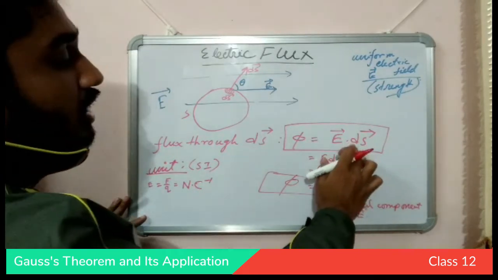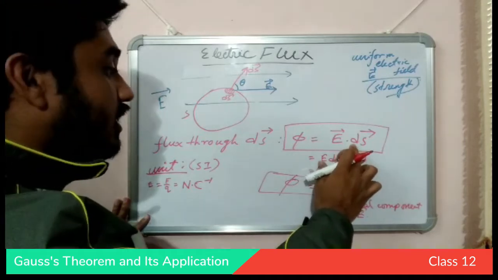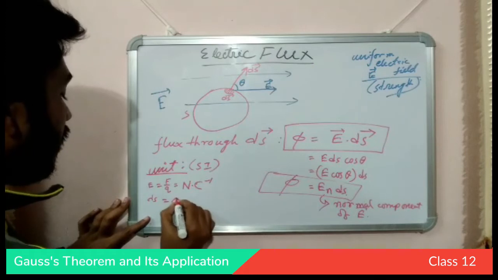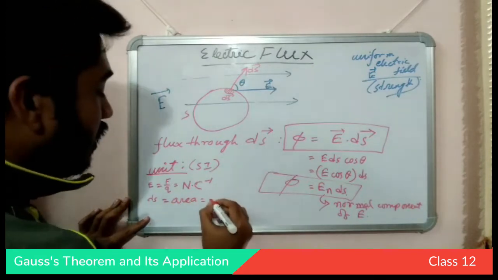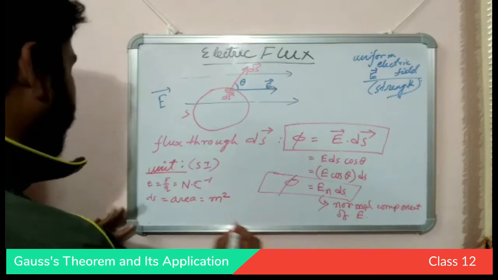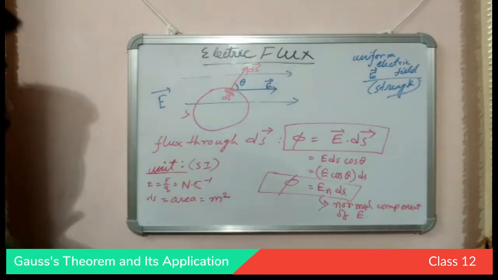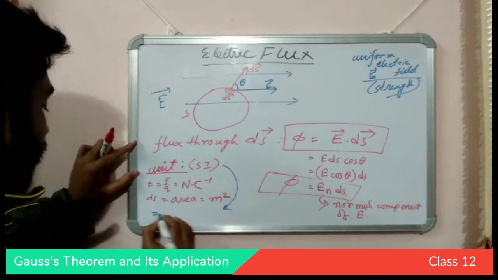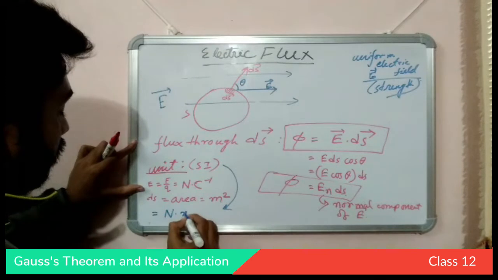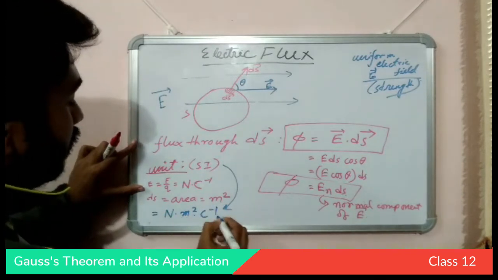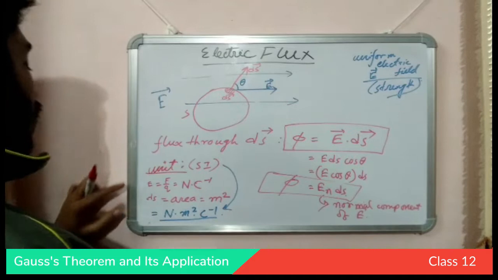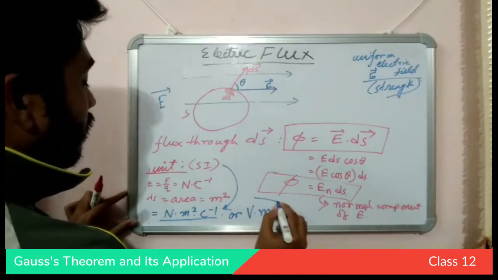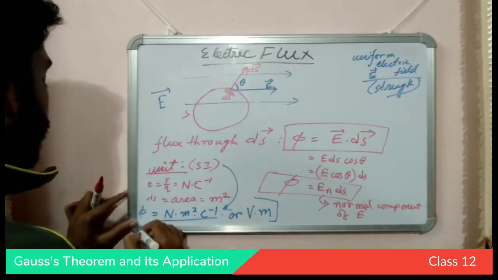And there is another quantity, ds, which is our area. So ds is area, and the unit of area is meter square. So the unit of flux is Newton meter square Coulomb inverse in SI, or there is another, that is volt per meter. Okay, the unit of flux.